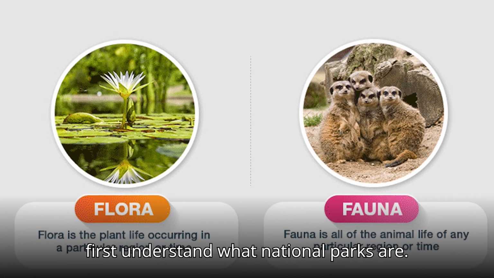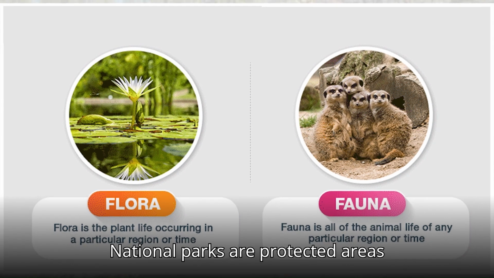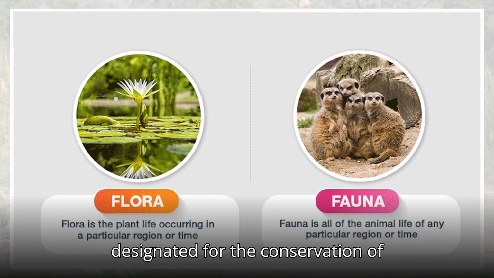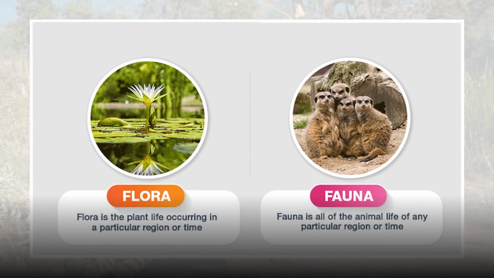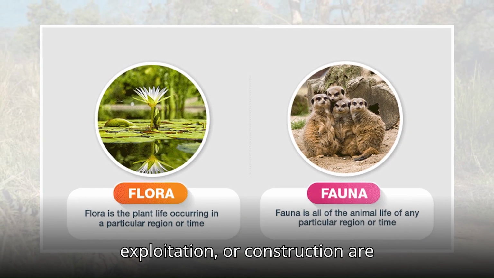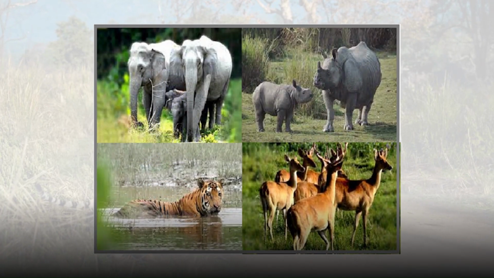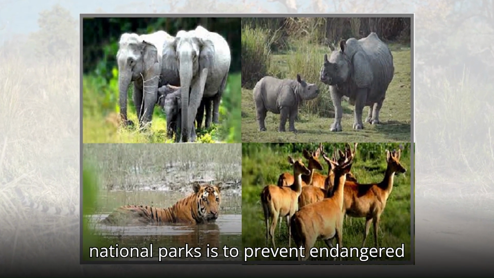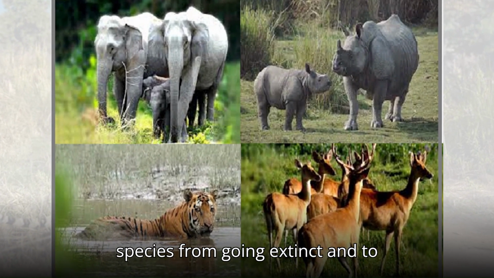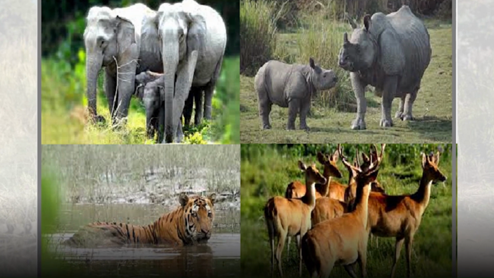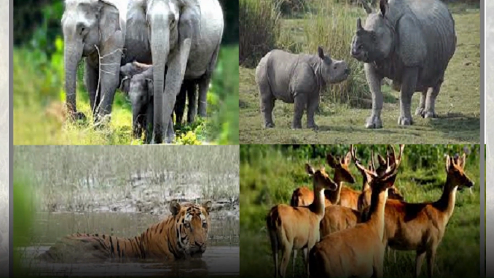Let's first understand what national parks are. National parks are protected areas designated for the conservation of wildlife, plants, and their habitats. Activities like hunting, commercial exploitation, or construction are strictly prohibited in these areas. The primary objective of establishing national parks is to prevent endangered species from going extinct and to maintain a balanced ecological system. Now, let's talk about wildlife sanctuaries.